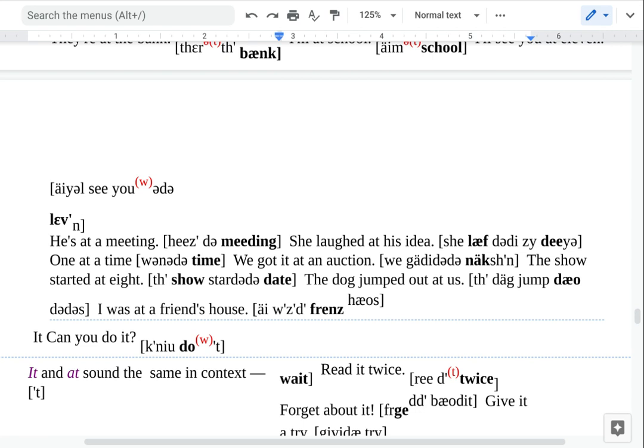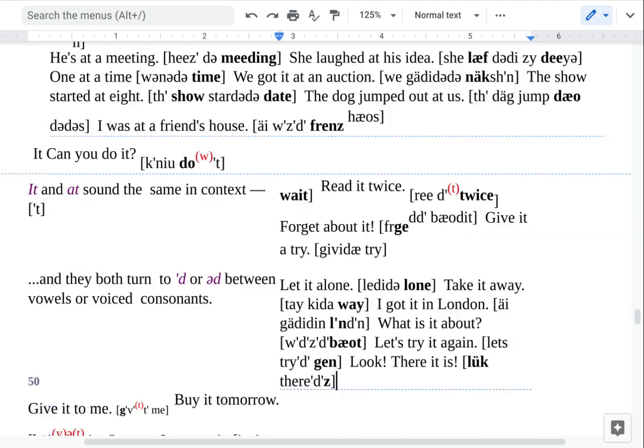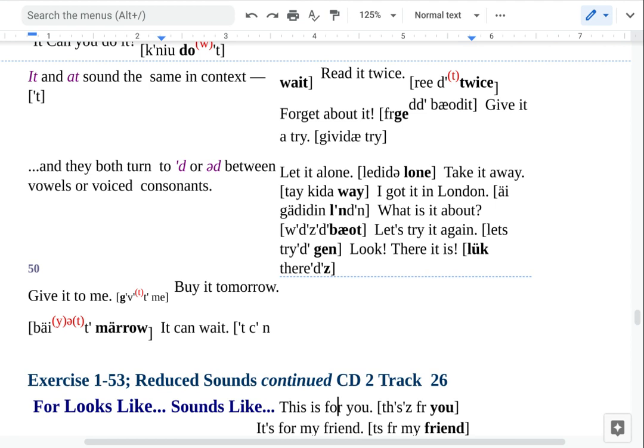It: can you do it? Give it to me. Buy it tomorrow. It can wait. Read it twice. Forget about it. Give it a try. Let it alone. Take it away. I got it in London. What is it about? Let's try it again. Look, there it is.